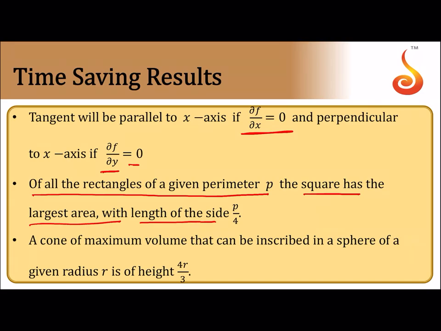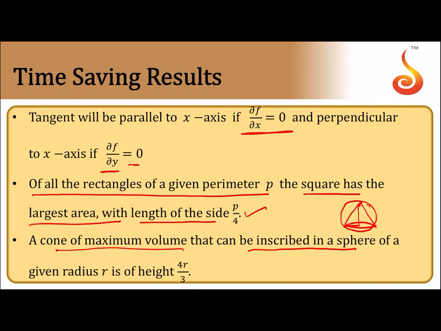Next one, time saving results. Tangent will be parallel to the x-axis when dy by dx is equal to 0. Perpendicular to the x-axis means dx by dy is equal to 0. Of all rectangles of a given perimeter P, the square has the largest area, with side length P by 4.